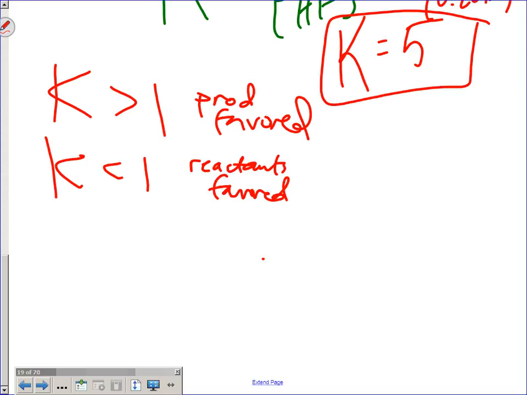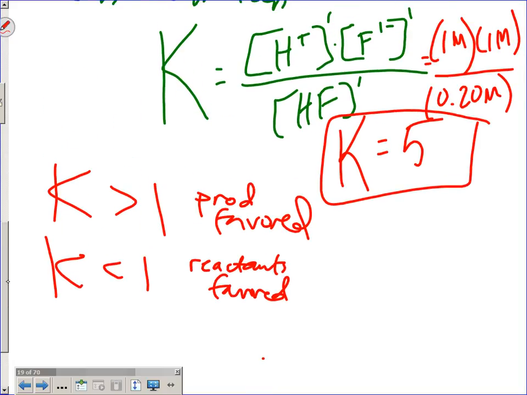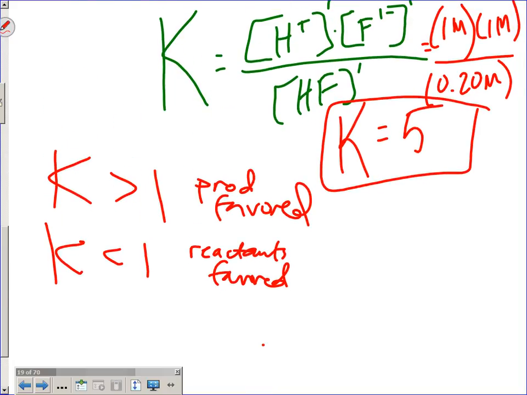All right, now how does that make sense in our mathematical expression, in our little fraction we have here? K expression is what over what? Products over reactants, right? So if I have a K value greater than 1, which part of my fraction is bigger, numerator or denominator? What makes the fraction greater than 1? Numerator larger or denominator? Numerator.